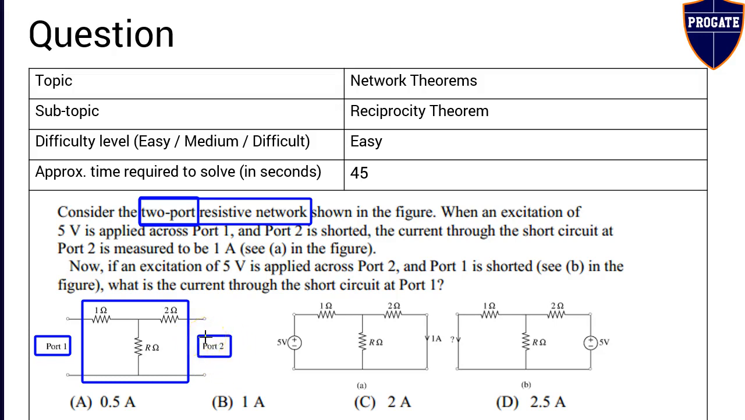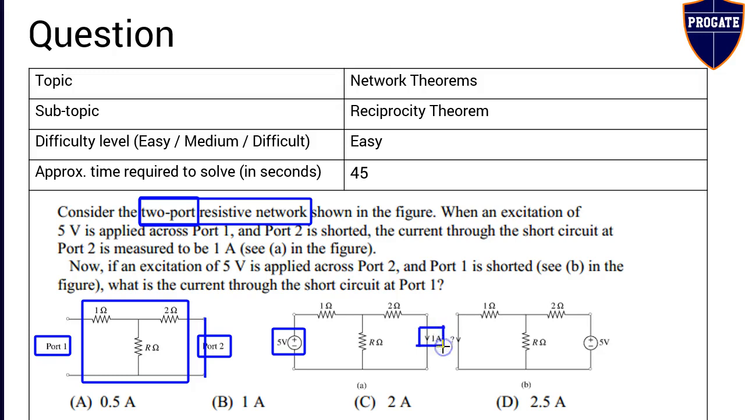He is telling that an excitation of 5 volts is applied at port 1 and port 2 is shorted. Shorted means a wire of 0 ohms or negligible resistance is taken and the two ends are shorted. So this is nothing but the load. Here the load resistance value is RL equal to 0 ohms. He is measuring the short circuit current and it is coming as around 1 ampere.